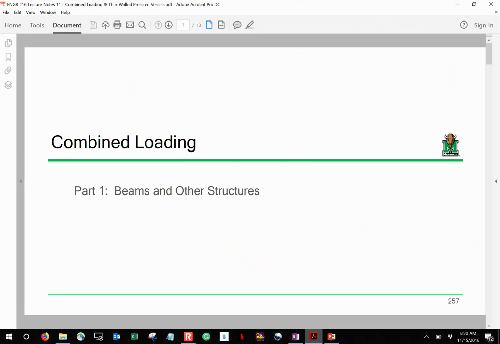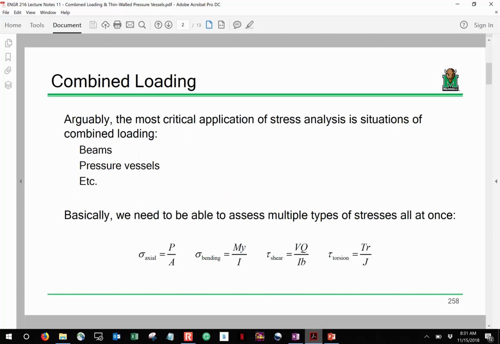So when we look at combined loading, we're going to look at two different scenarios. We're going to look at just beams and frames and structures similar to that, and then we will look at a very specific combined loading scenario when we come back from Thanksgiving break, and that's looking at thin-walled pressure vessels. But basically the idea behind these examples is to assess our fundamental stresses that we've seen before and see how they work when they're in combination with one another.